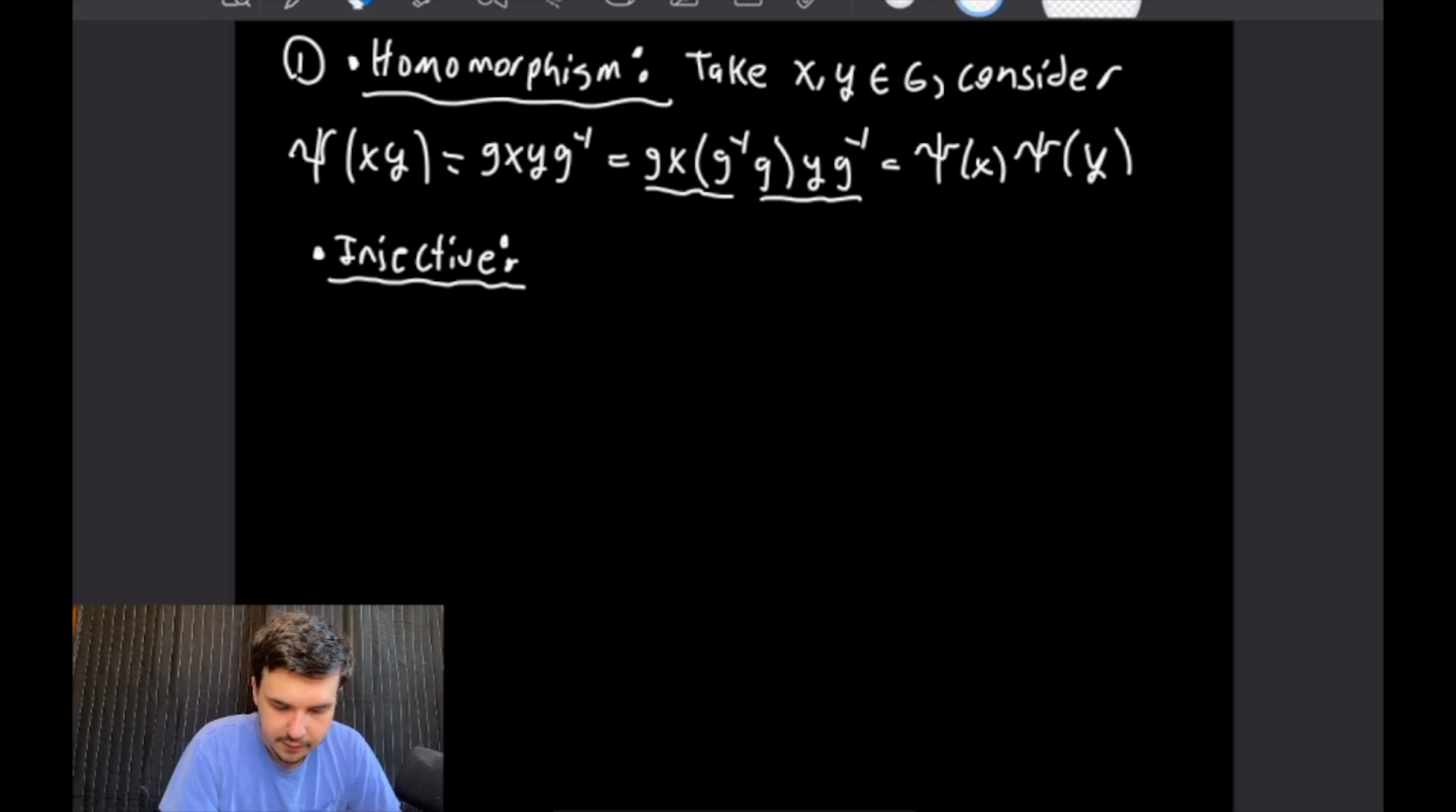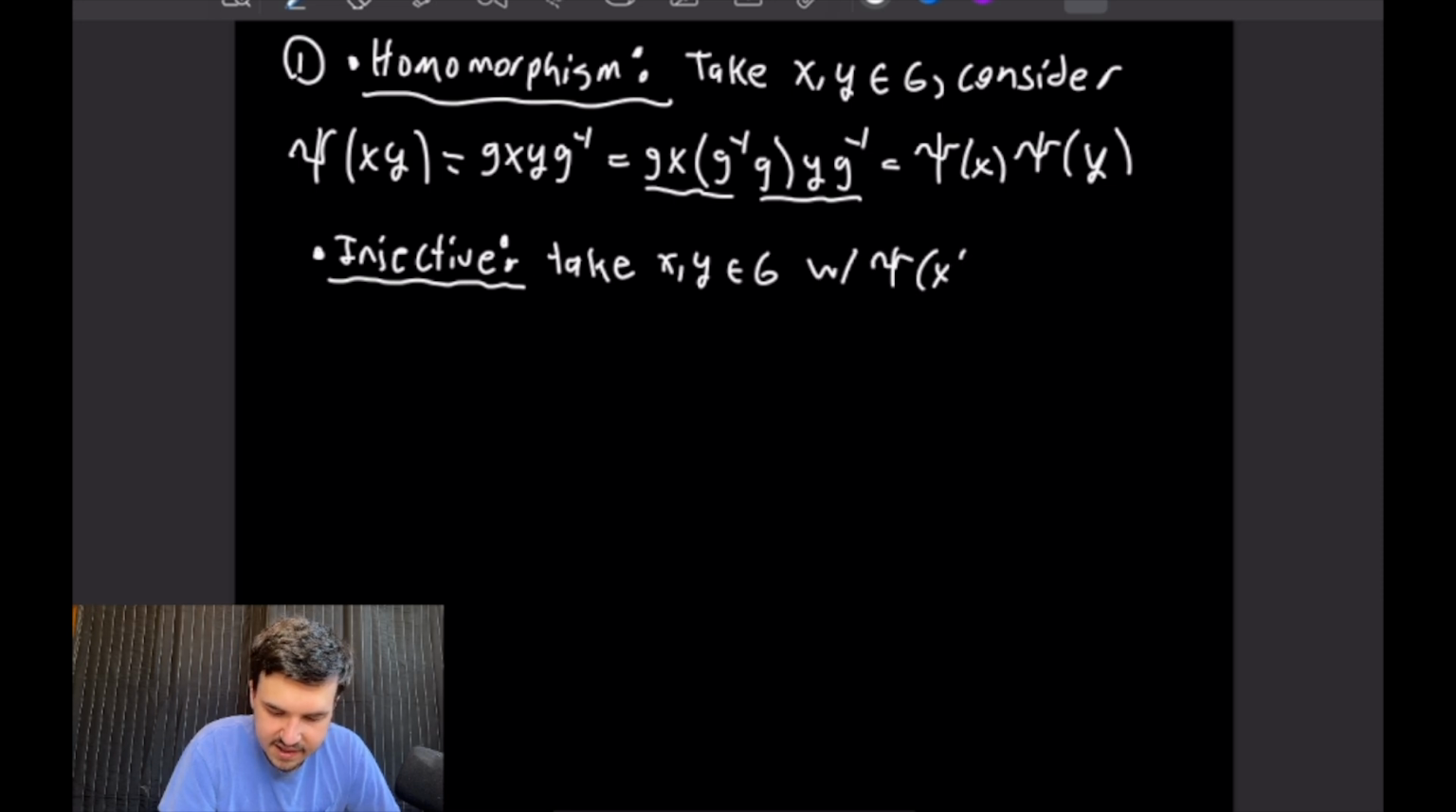So I'm going to go ahead and take two elements once again from our parent group G. Let's just call them X and Y again for simplicity's sake. And we're going to have it such that psi of X is equal to psi of Y. And we want to show that the fact that psi of X is equal to psi of Y then proves that X must be equal to Y. So let's go ahead and look at that.